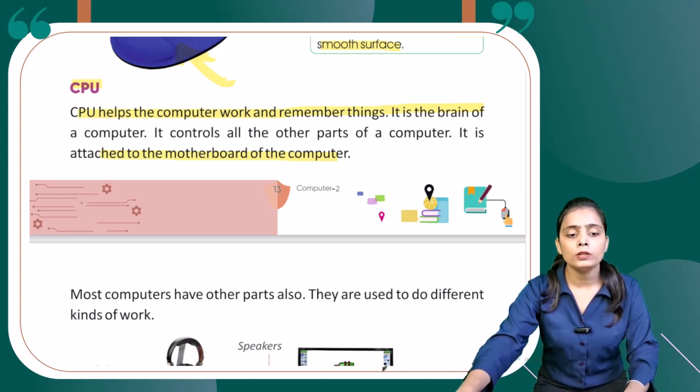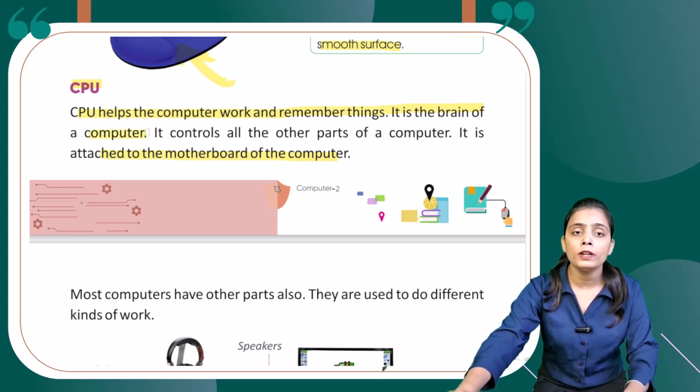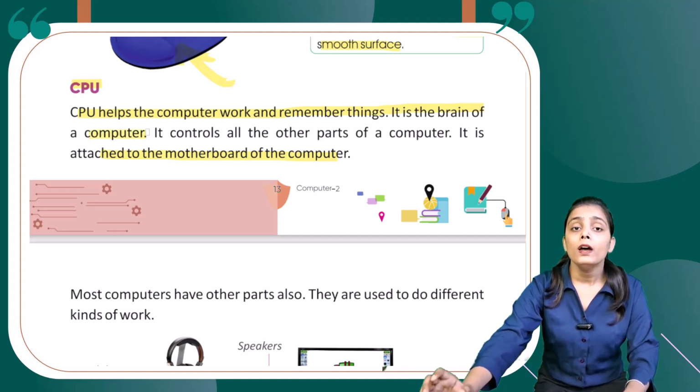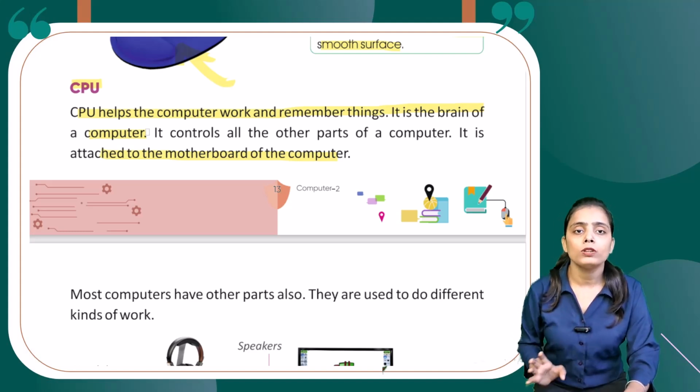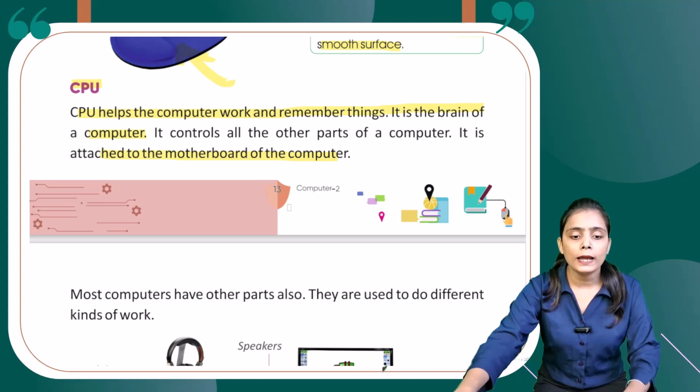And what do we call it? We also call it the brain of the computer. And all the other parts, besides the main parts, are all controlled by the CPU, and it is attached to the motherboard of the computer.